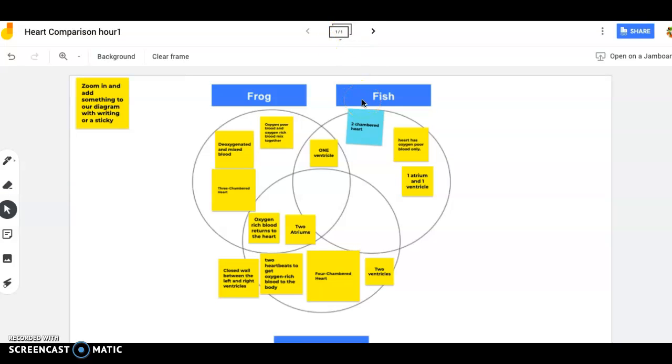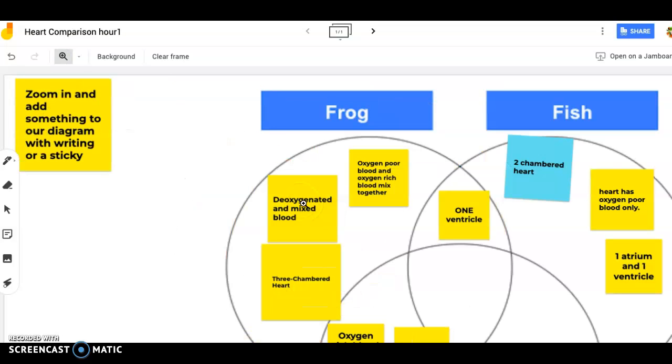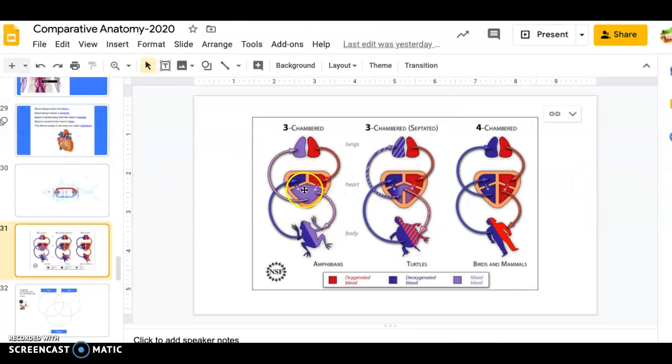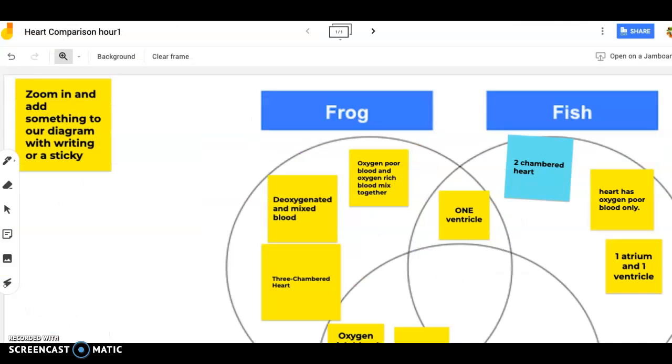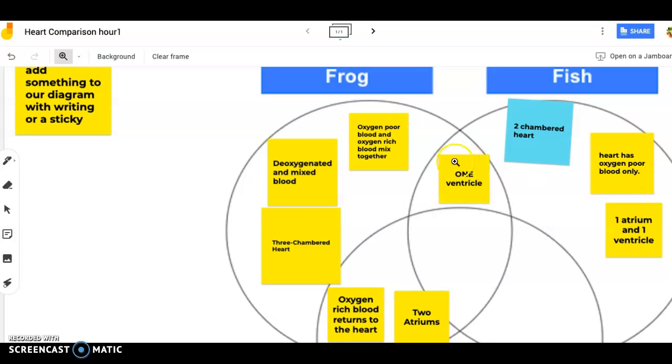Let's just see what we got. I'll kind of zoom in and zoom around. So let's look at just the frog here. It says frog has oxygen-poor blood and oxygen-rich blood. They mix together. That's true. It mixes together in the ventricle, and you can see that in your notes. When we look at this slide here, we get that purpley blood when the blood mixes. And then we also have here deoxygenated mixed blood, 3-chambered heart. All those things are good. Fish and frog share 1 ventricle. That's totally right. Fish have 1 ventricle, so do frogs and reptiles.